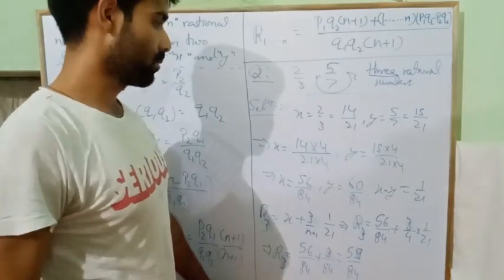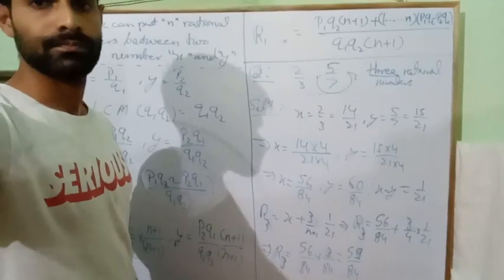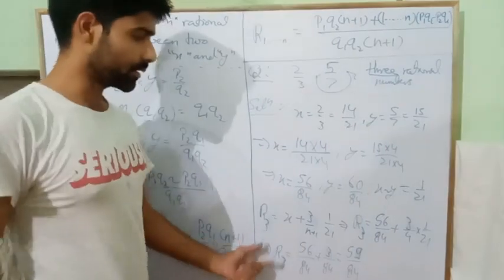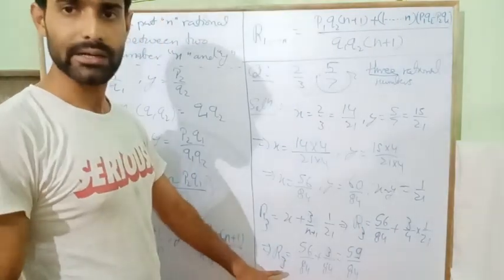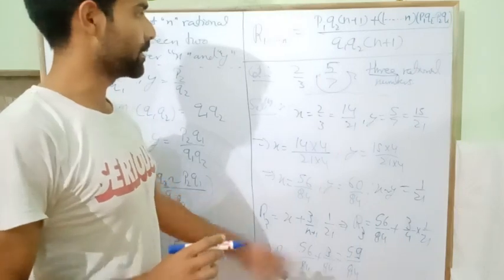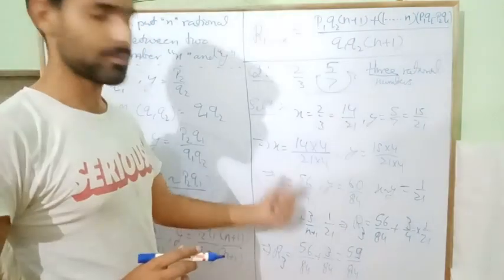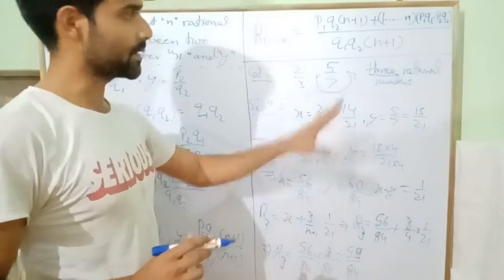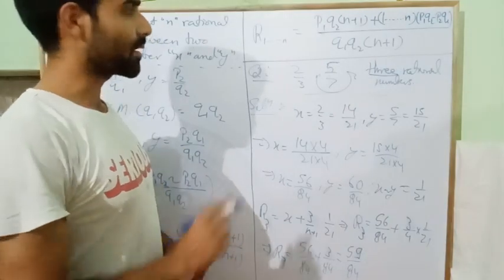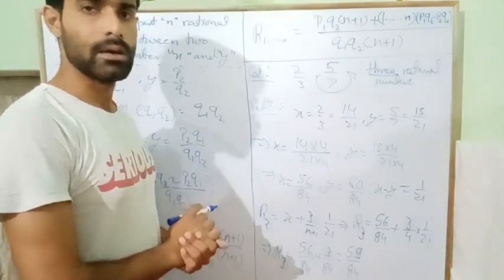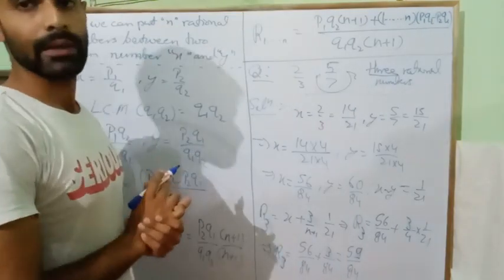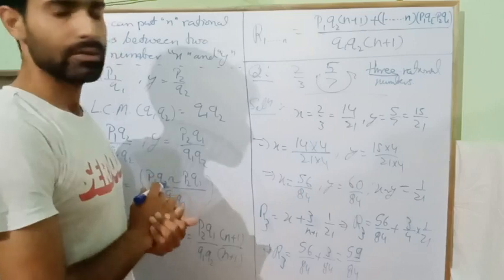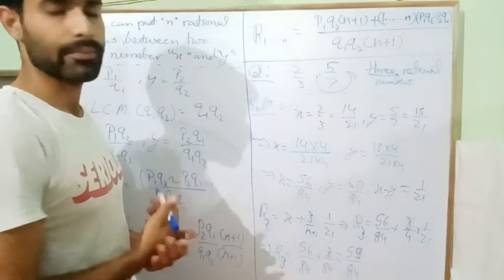Now I think you can see that we find three rational numbers between them, exactly between them, which have the same difference between each other, and from x and y also. Therefore, from this we can find n rational numbers between any x and y, whether it is positive or negative, or in any other form.